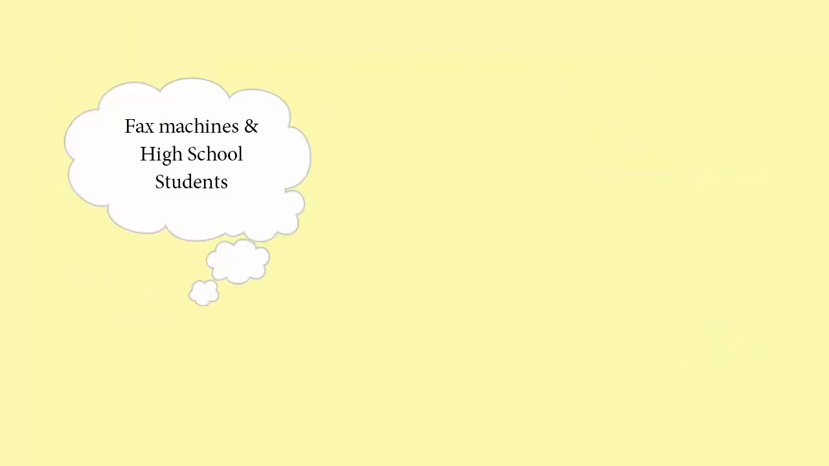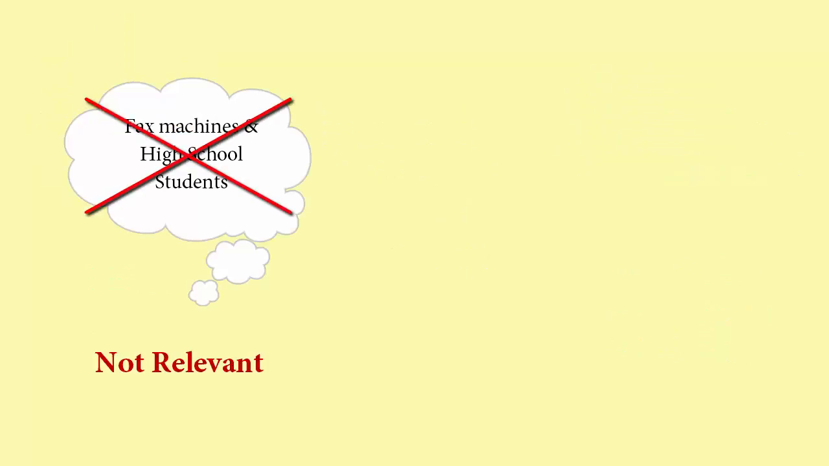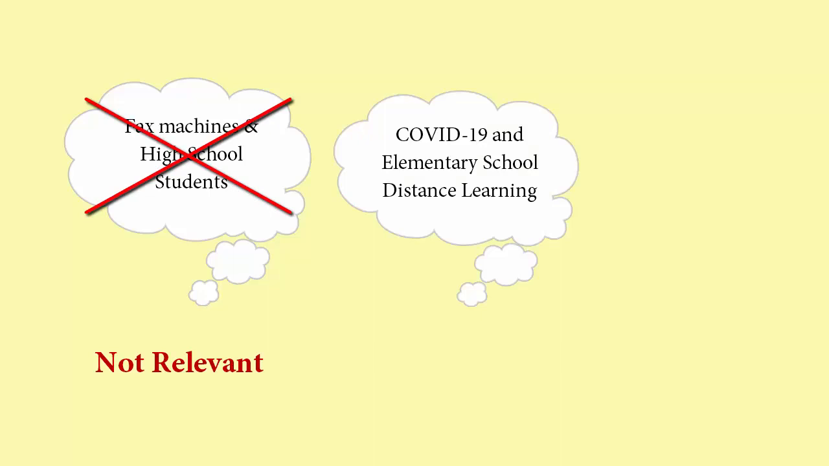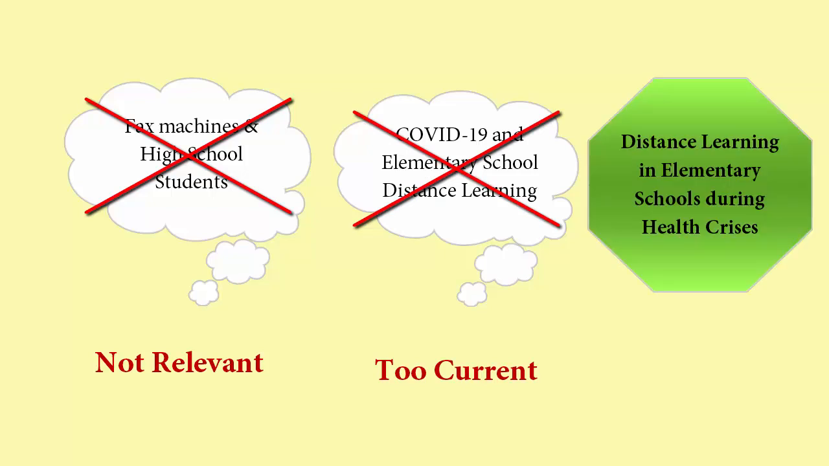You'll want to pick something relevant so that there are scholarly articles on it, but not too current so that there aren't a lot of scholarly articles able to be written about it yet. If you are interested in a current event, you can research past events that may resemble it and apply that knowledge to your more current topic.